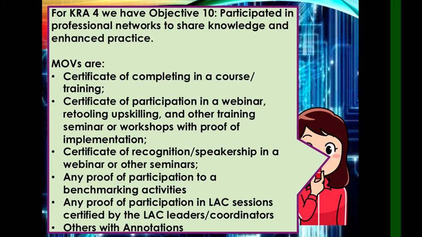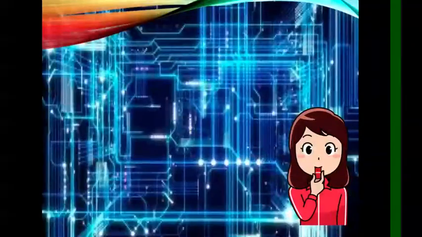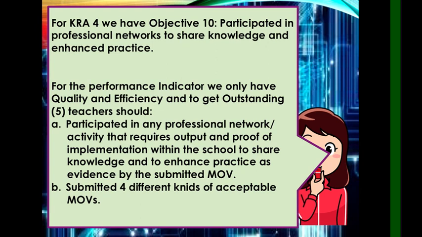Or if you think there is another thing that is related to objective 10, you can use it and make an annotation. Just write how you made this kind of participation and how it is related to professional networks. Now, for this objective number 10, we have the indicators, quality and efficiency. To get the outstanding rating of 5, a teacher should participate in any professional network activity that requires output and proof. There should be an output and proof of implementation within the school to share knowledge and enhance practice, as evidenced by the submitted MOV.